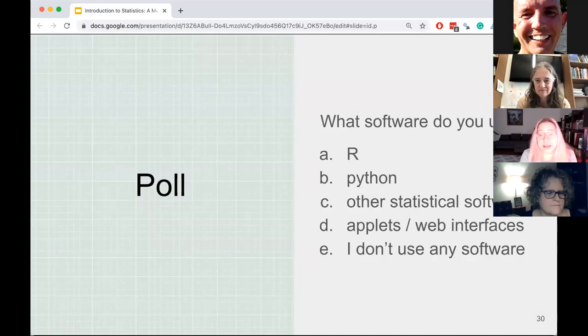And before we do that, we have one more polling question, which is, what software do you use? And mostly in the context of teaching introductory statistics. R, Python, another statistical software, applets or web interfaces, or I don't use any software.